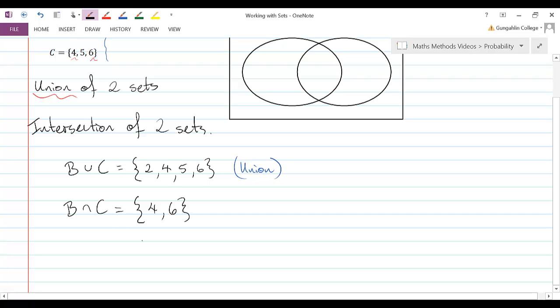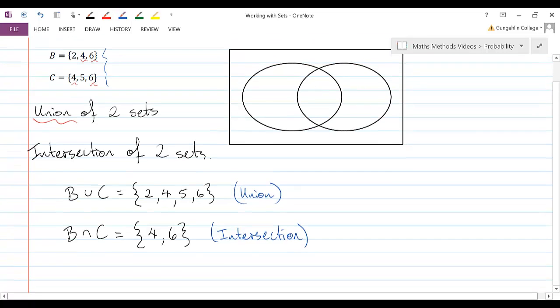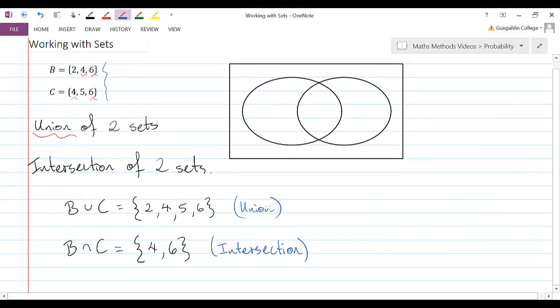Okay, so this is actually a much smaller set. This is the intersection of the two. So it's important that we understand what this union and what this intersection means because it's going to have really important applications to the probability work that we're going to be doing.